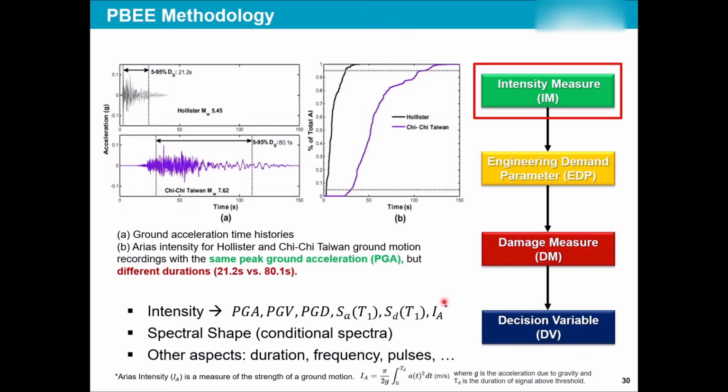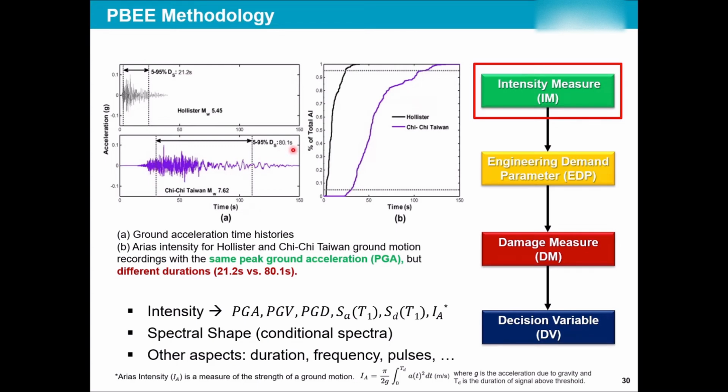Now you might ask, what is Arias intensity? Imagine 2 earthquakes, Chi-Chi and Hollister, with different magnitudes, but they have the same peak ground acceleration. So if you just consider the peak ground acceleration, you're not considering the durations. Look at this. This was just, let's say, 21 seconds, while this earthquake was 80 seconds.